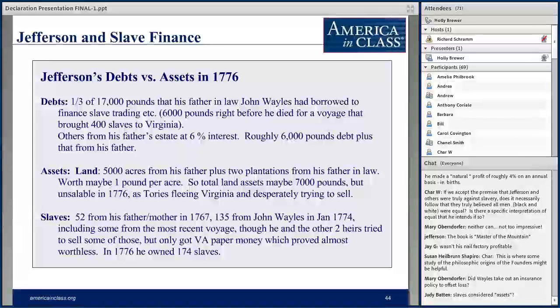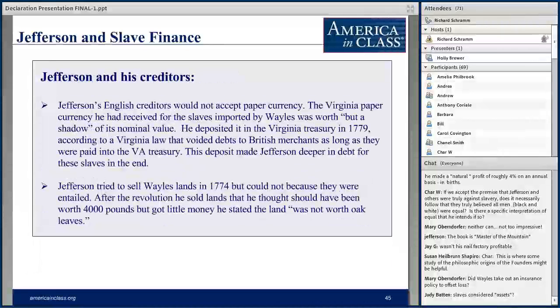And Wales did not take out an insurance policy. I do know that for sure because of all the court papers that ended up surrounding this whole issue, which Jefferson's English creditors would not accept paper currency, and the newly imported slaves he and the other inheritors tried to sell in 1774. They received only paper money, which was worth but a shadow of its nominal value, as Jefferson wrote. And in 1779, Jefferson deposited that money in the Treasury, according to Virginia law that he had helped to write, that said that debts to British merchants should be void as long as they were paid into the Virginia Treasury. In the end, because this law ended up being voided, in turn, the deposit made Jefferson deeper in debt for those slaves in the end.